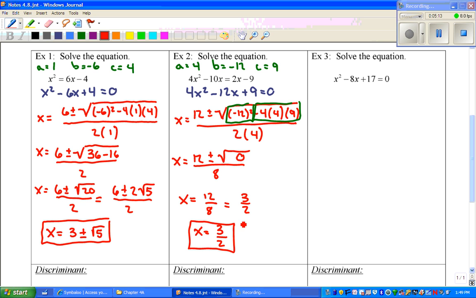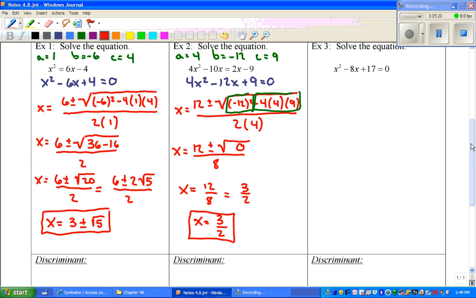All right? This one we got two solutions. This one we got one solution. Let's take a look at what's going on with my next one. This one is in standard form. A is equal to 1, B is equal to negative 8, C is equal to 17. X equals 8 plus or minus the square root of negative 8 squared minus 4 times 1 times 17, all divided by 2 times 1.